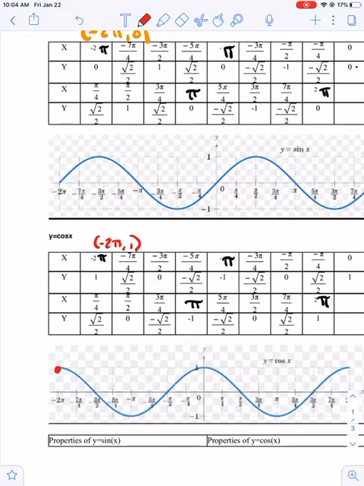And then plot that point. There, at negative 7 pi over 4, the cosine is root 2 over 2. At negative 3 pi over 2, our cosine is 0, and then so on, plotting our points, marking them, and then again, connect it with a smooth, curved line.